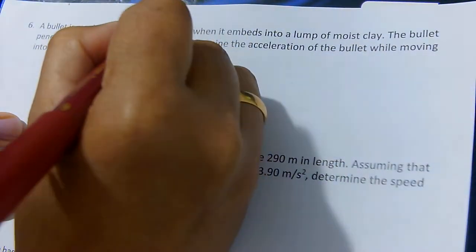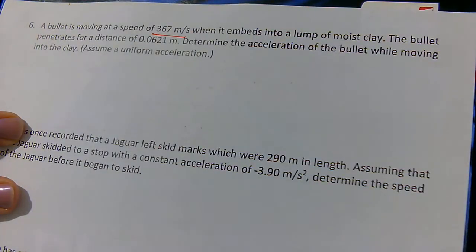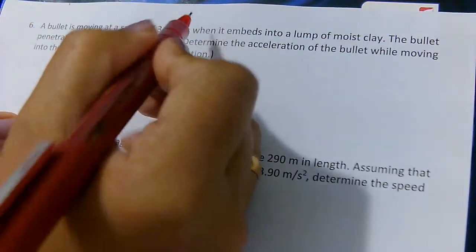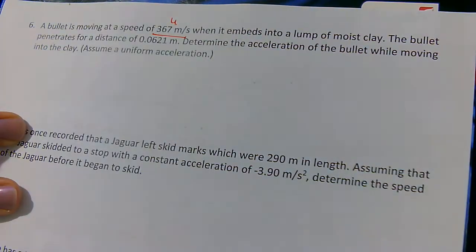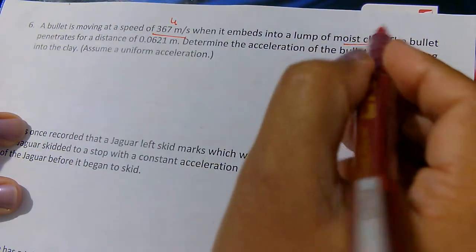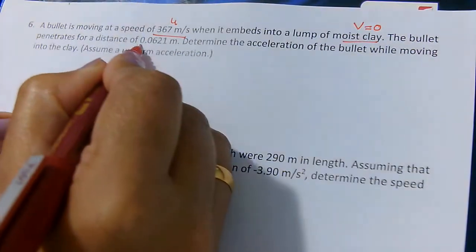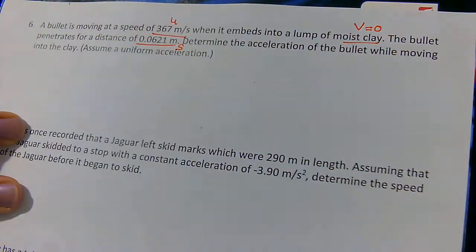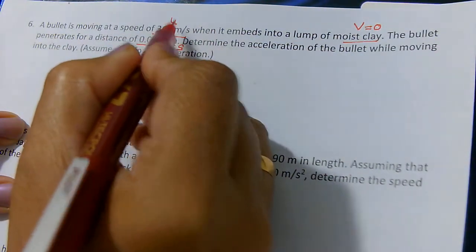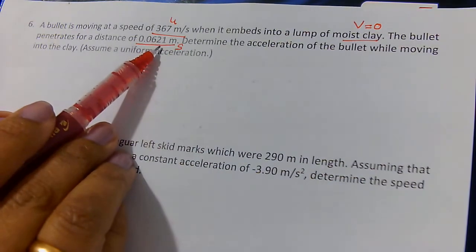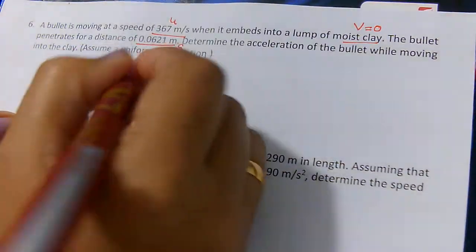So a bullet that was moving at a speed of 367 meters per second. So that is our u. It embeds into a lump of moist clay. So once it gets into the clay, what happens to its final speed? It's going to come to rest. It is moving through this distance. So that is our s. Determine the acceleration. So we know u, we know v, we know s. They want us to find acceleration.